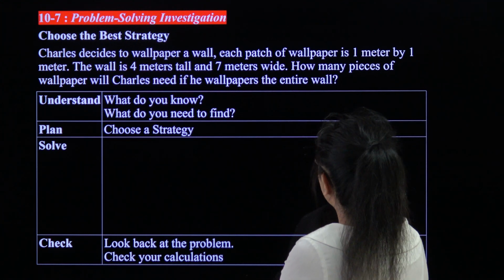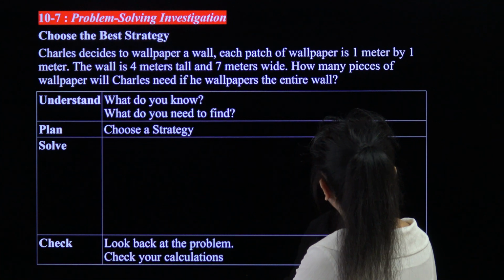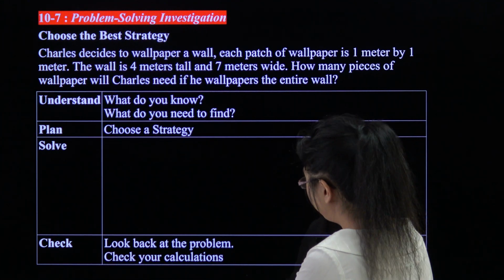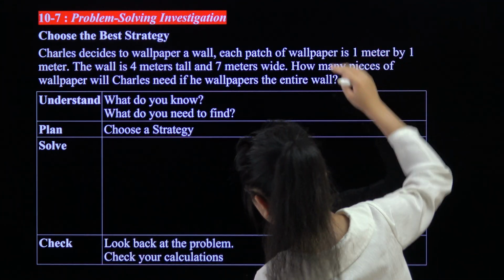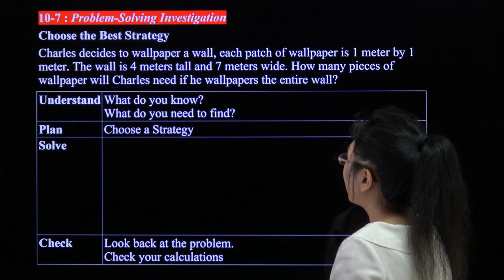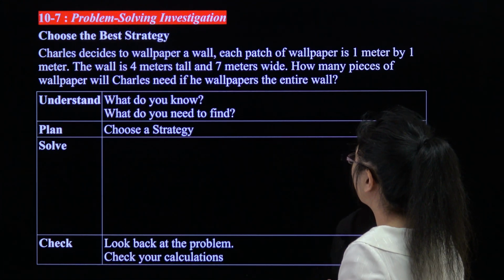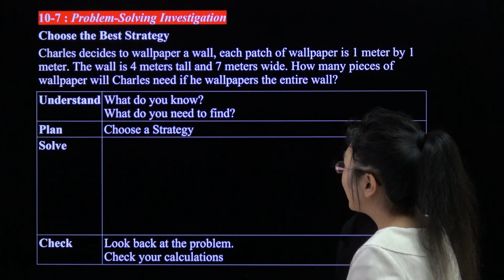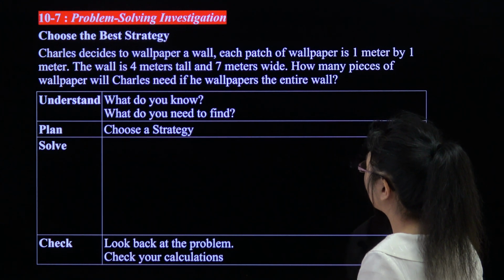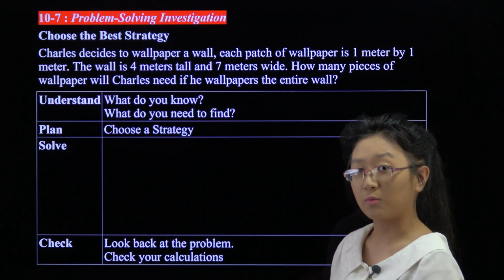Anyhow, moving on. Each patch of wallpaper is 1 meter by 1 meter. That's not that bad. The wall is 4 meters tall and 7 meters wide. How many pieces of wallpaper will Charles need if he wallpapers the entire wall?